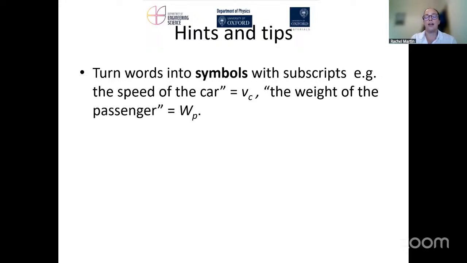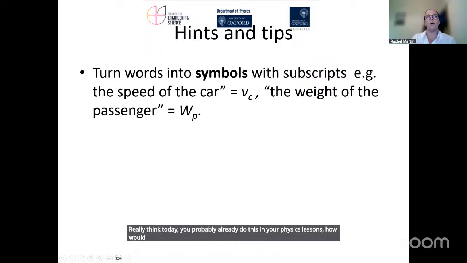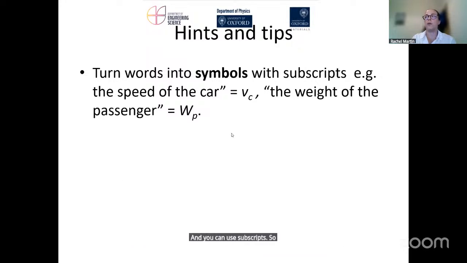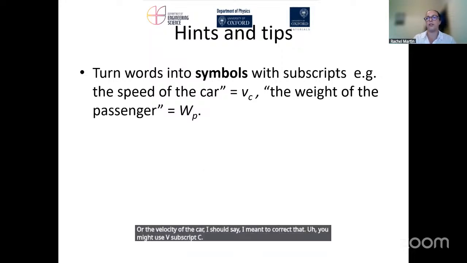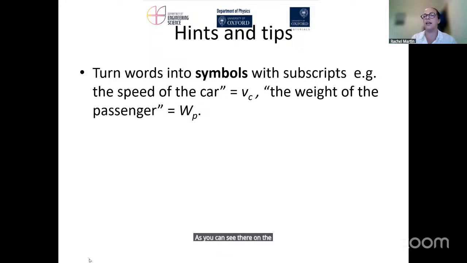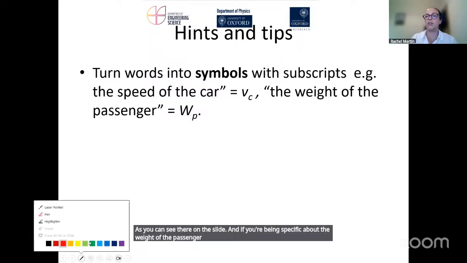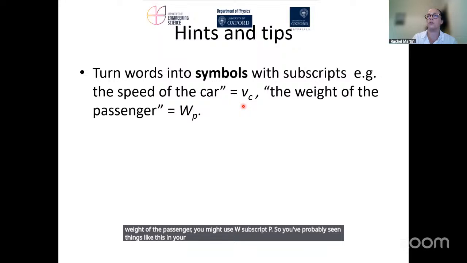Really think today, you probably already do this in your physics lessons, how would you turn words into symbols? And you can use subscripts. So if you're being specific about the speed of the car, or the velocity of the car, I should say, I meant to correct that, you might use V subscript C, as you can see there on the slide. And if you're being specific about the weight of the passenger, you might use W subscript P. So you've probably seen things like this in your physics lessons, or you're using them already.